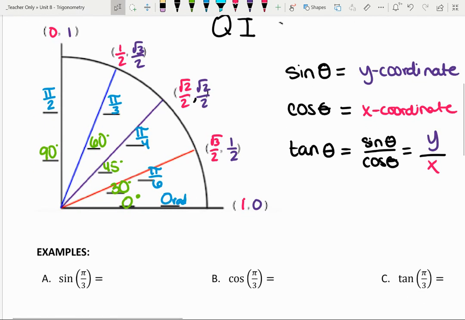So a couple of examples here. So the first example, let's find the sine of pi thirds. So pi thirds is our radian equivalent to our 60-degree angle there. So the sine is the y coordinate, right? So sine of pi thirds is equal to root 3 over 2.